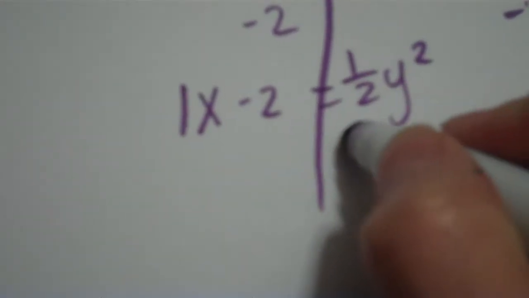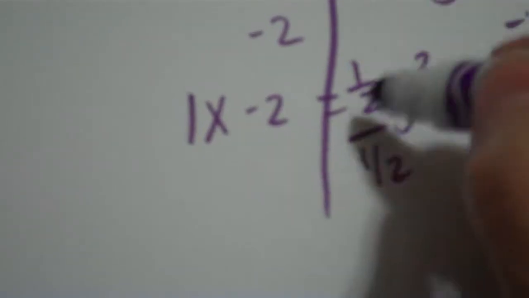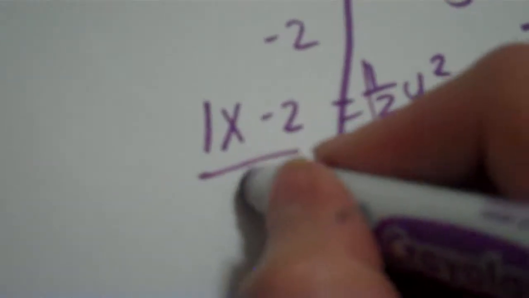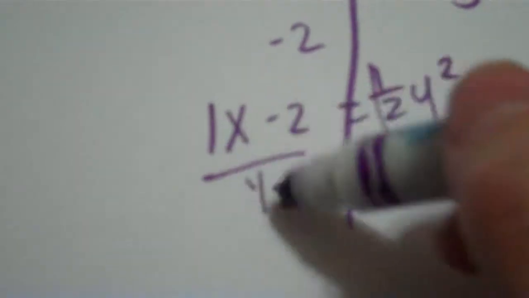You would just divide by 1/2. You can write it differently. 1 divided by 1/2 in the calculator, make sure you put the fraction in parentheses, is 2. So either way you want to do it.